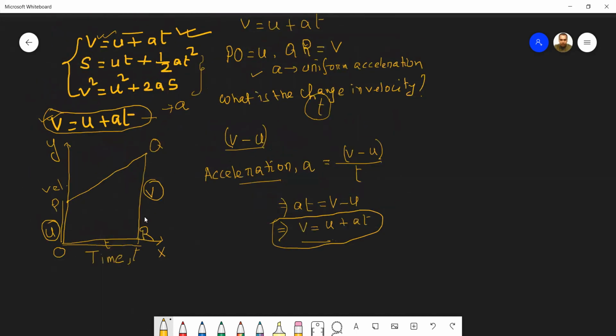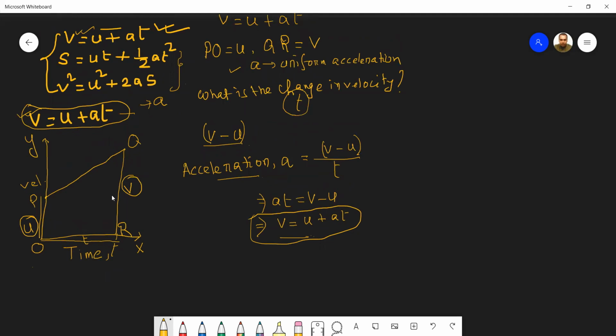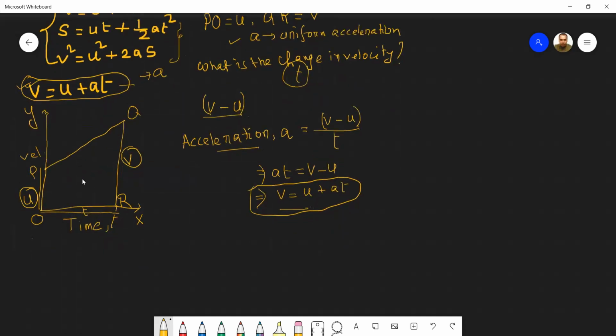Before we go to the derivation, I want to mention one thing. How can we calculate the distance that has been covered by the object? In order to calculate the distance covered, we have to calculate the area under this graph. What is the area? PQRO, the enclosed area. If we can calculate this enclosed area, that would give us the distance traveled by the object.